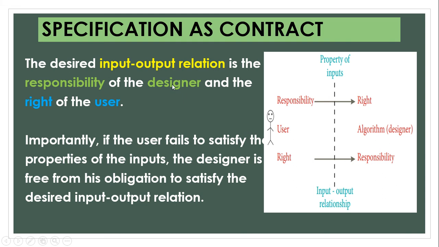So the desired input-output relation is the responsibility of the designer and the right of the user here. So if the user fails to satisfy the property of the input, the designer is free from his obligation to satisfy the desired input-output relation.